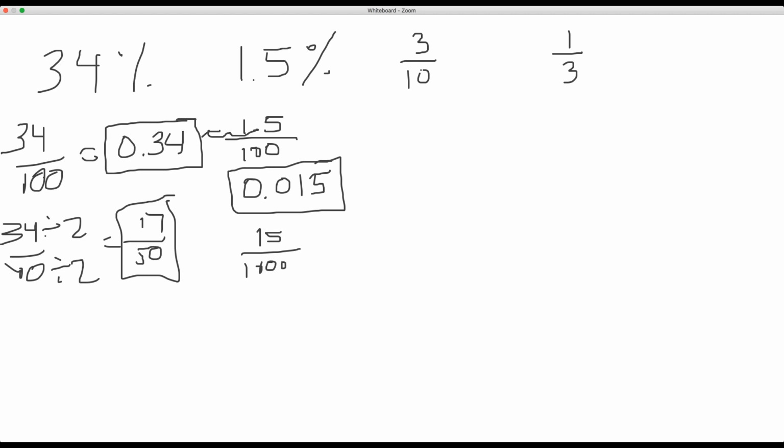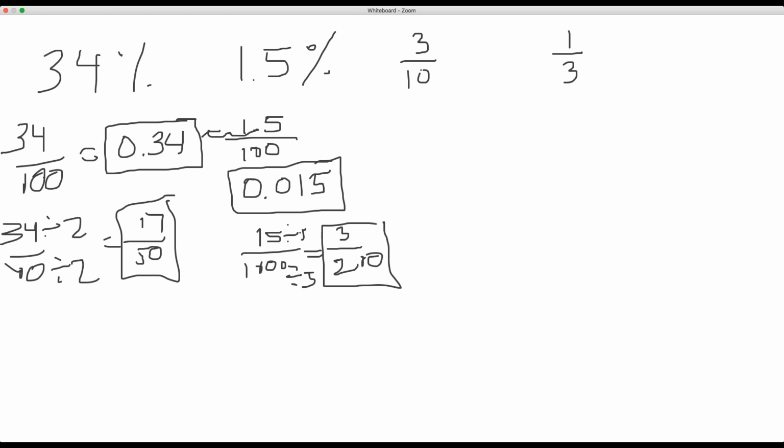Now that's not simplified, so you must simplify the fraction. So divide by 5 would get you 3. And then divide by 5 on the bottom. 5 goes into 10 2 times, add the zeros, so then it's 3 over 200.